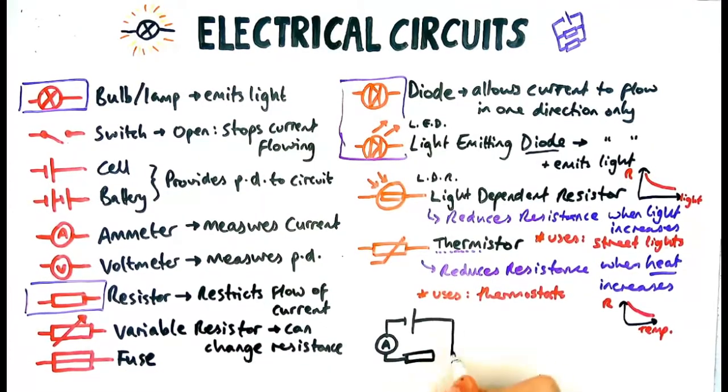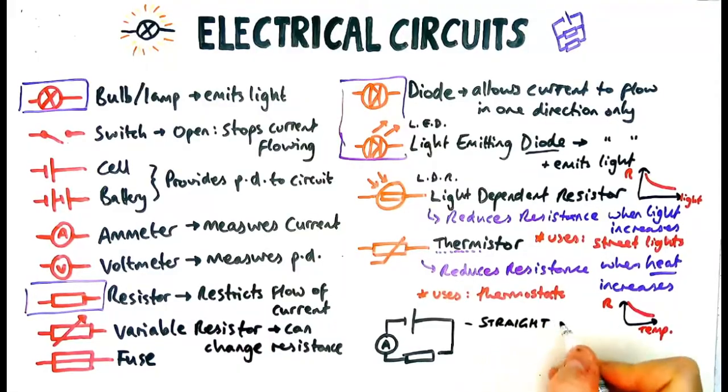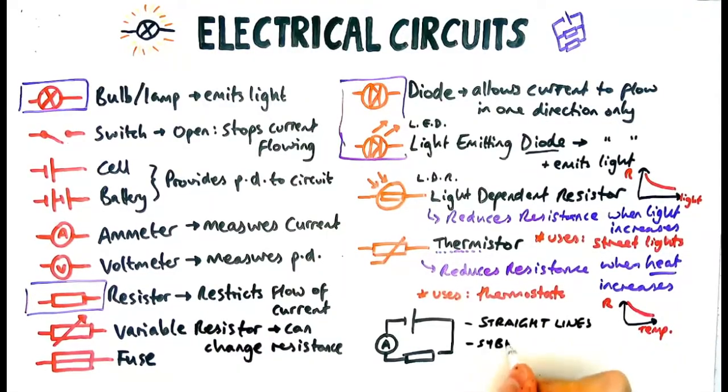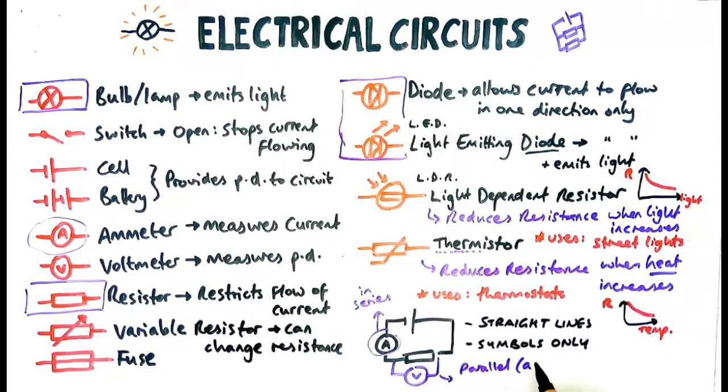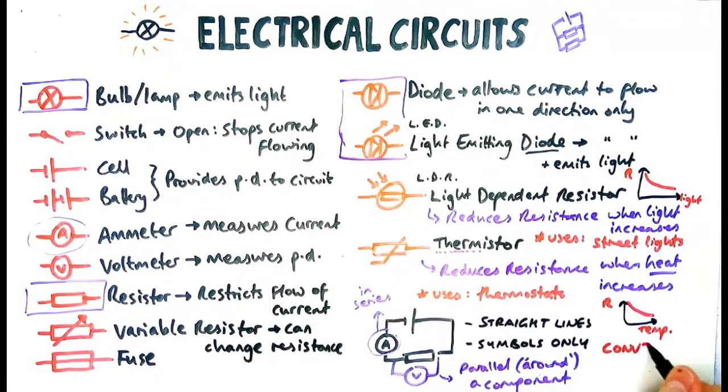Now, how do we draw a circuit? Here's a simple circuit here. It is really important that we use straight lines, pencil and ruler, even though I haven't used a ruler here. And we are only drawing the circuit symbols. We are not trying to sketch out a light bulb. We use symbols. Now, ammeters and voltmeters come up a lot, so make sure you know where to draw them. An ammeter we draw in series or in line with the components. A voltmeter we draw in parallel or essentially across or around a component. The reason is it measures the potential difference before and after.